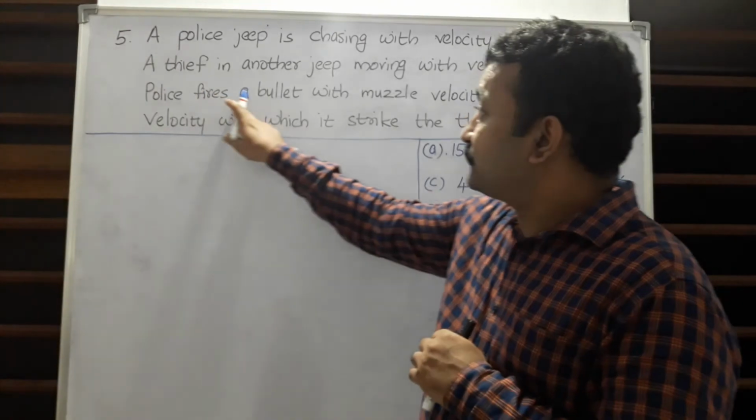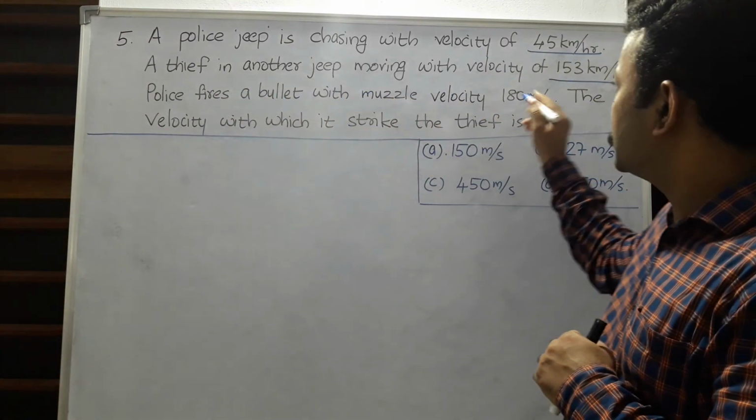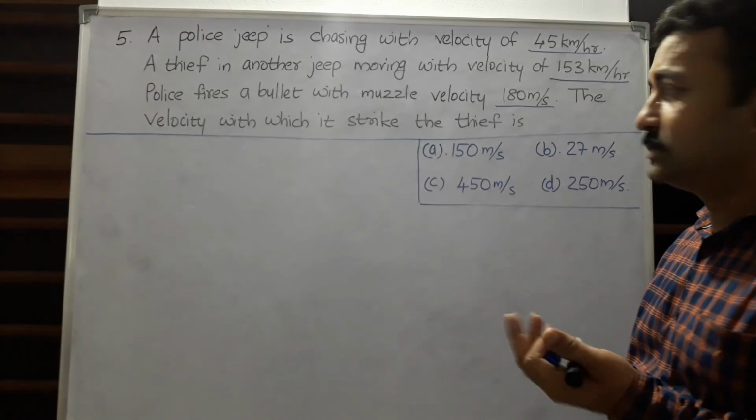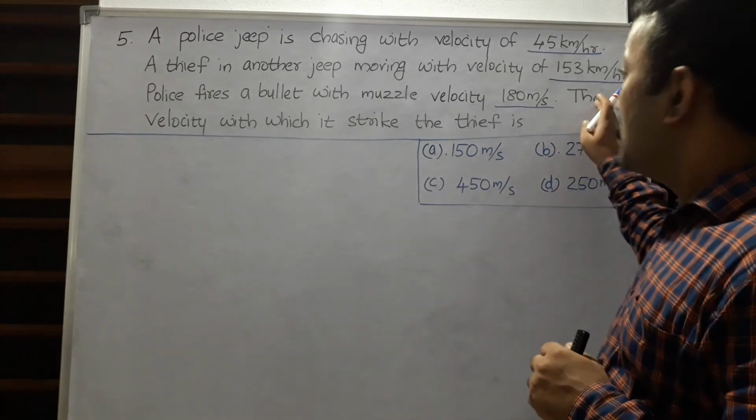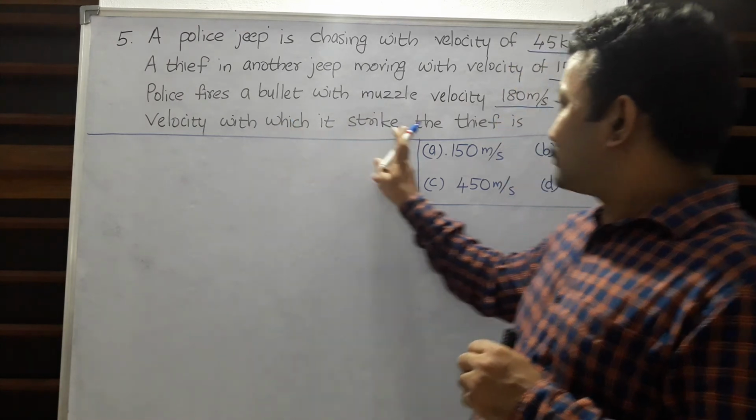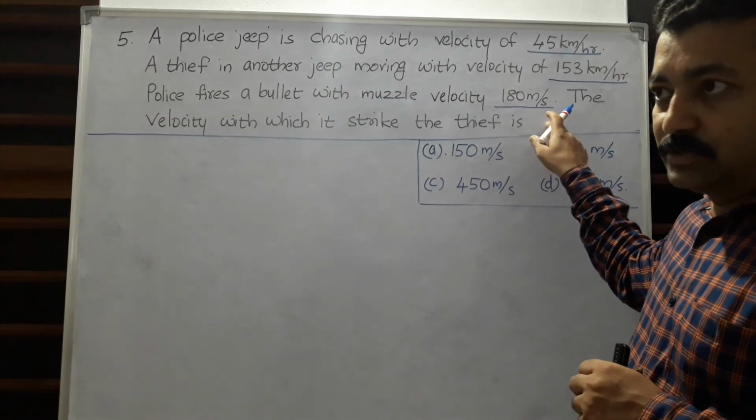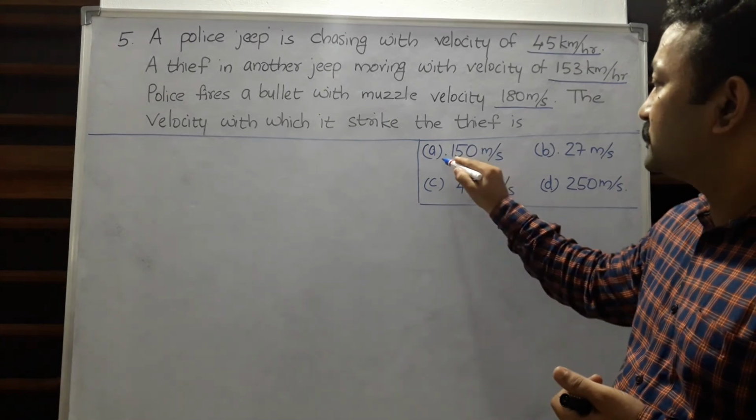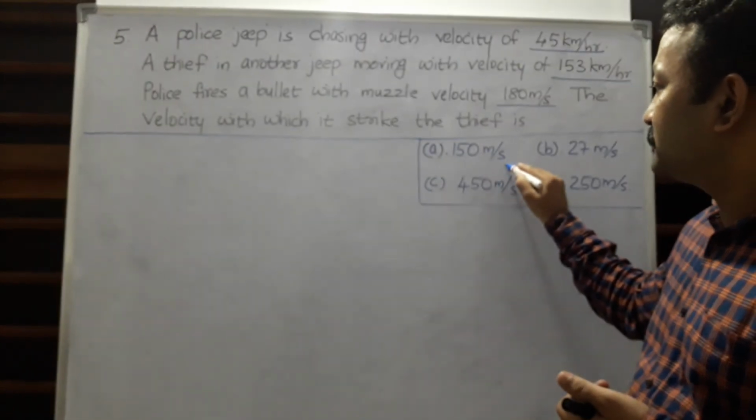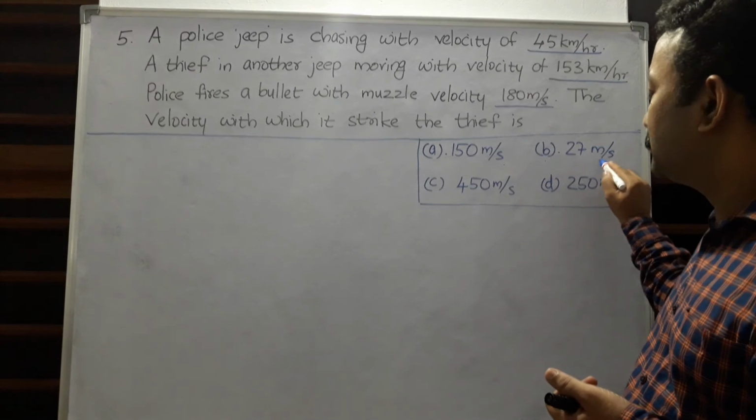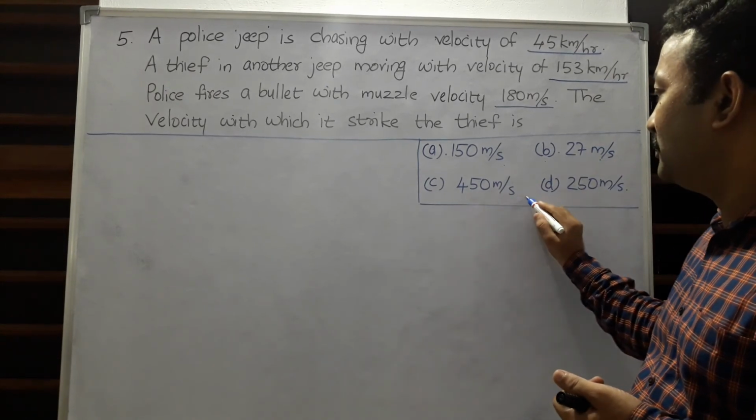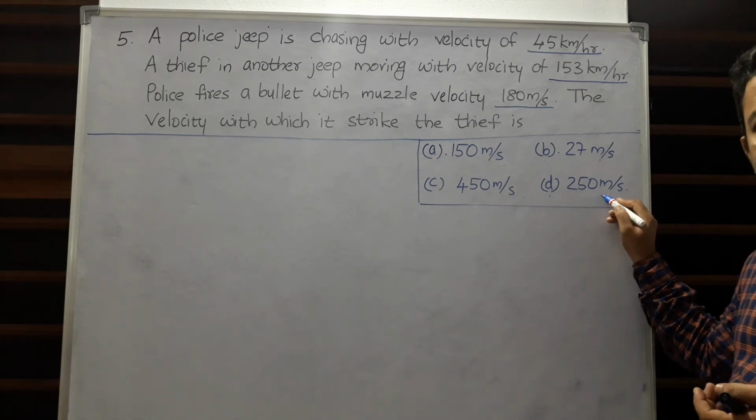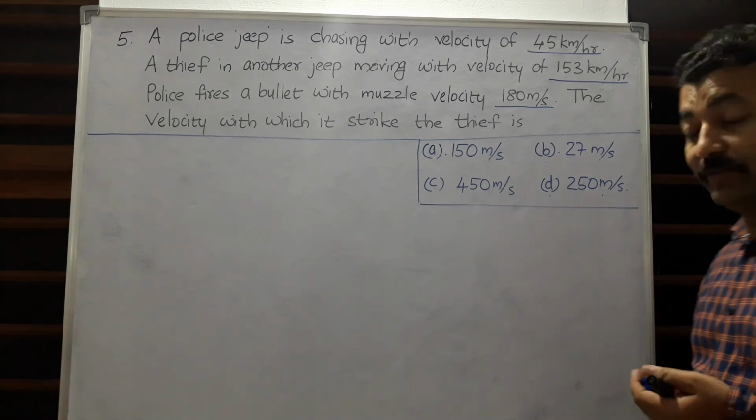Now, the police fires a bullet with a muzzle velocity of, say, 180 meter per second. The speed of the bullet is called the muzzle speed. The question is, with what velocity will it strike the thief? Options are A) 150 meter per second, B) 27 meter per second, C) 450 meter per second, and D) 250 meter per second. This is what we have been given.